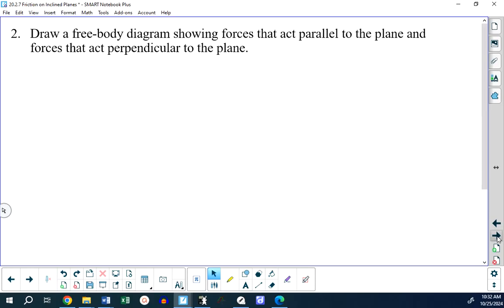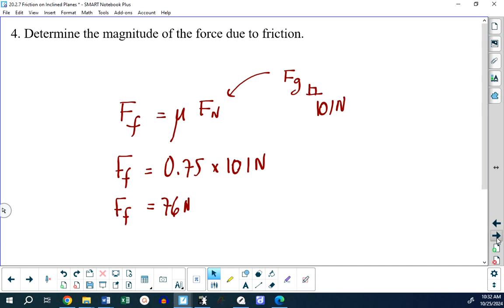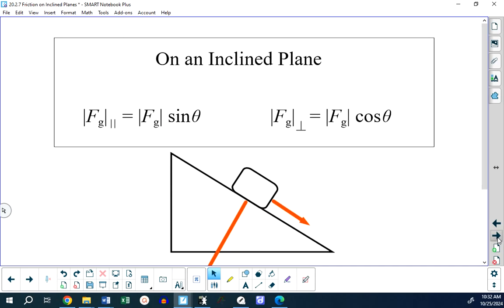So we've drawn the free body diagram, and we've calculated the magnitude of the force of friction. If you turn to the next page, we're going to do 2 examples, and then you're going to have 3 problems to do for tomorrow, and then you can use the rest of the class to work on your lab report.